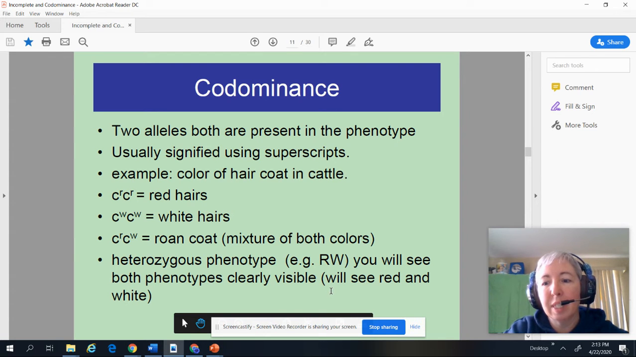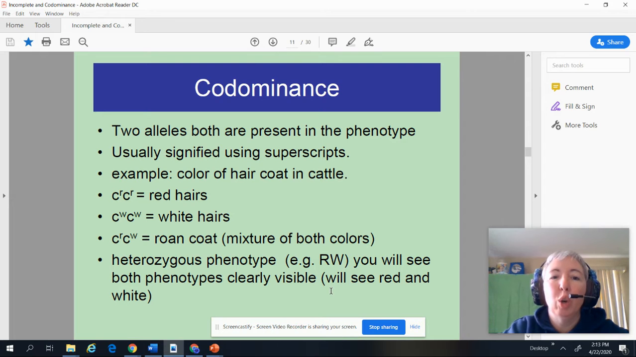Hi guys, so here's our second video about non-Mendelian inheritance. We've got codominance. Codominance is when the two alleles are both equally bossy, neither one covers up the other, and neither one goes into the background. So they both show up side by side, both visible in the phenotype.